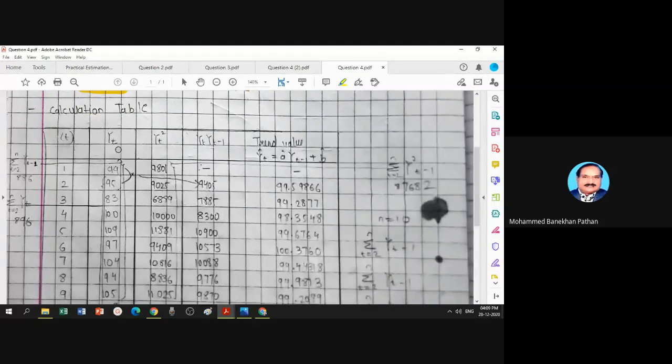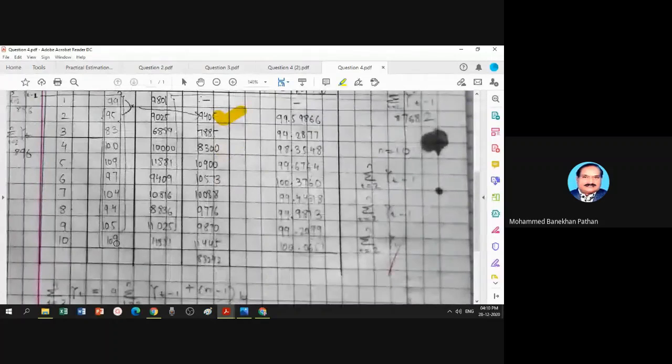Now, I think everybody understands the second column, very easy. Just make a square of these numbers. How to get the third column? This multiply this. y2 multiply y1 in front of y2. Clear, everybody? y3 multiply y2 in front of y3. y4 multiply y3 in front of y4. 109 multiply 105 right in front of 109. This is your last.